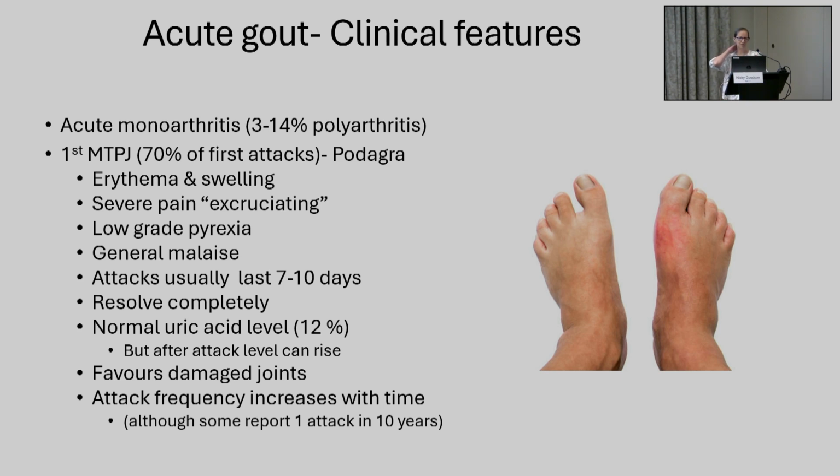People get excruciating pain, swelling, redness. They can get a low-grade pyrexia. Their inflammatory markers are elevated, and it mimics a septic arthritis. Each attack usually lasts 7 to 10 days, and it will resolve completely, and the joint goes back to looking the way it did before the attack started. The uric acid level can drop in an acute attack, and it really favours the damaged joints.